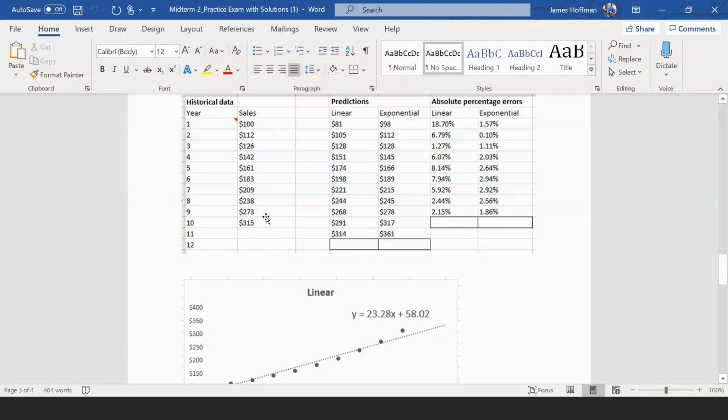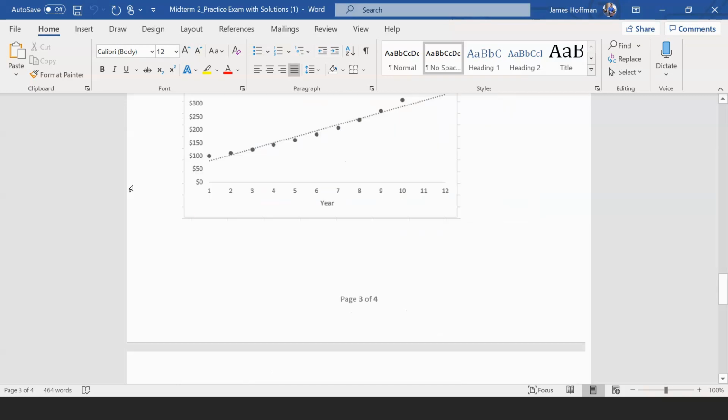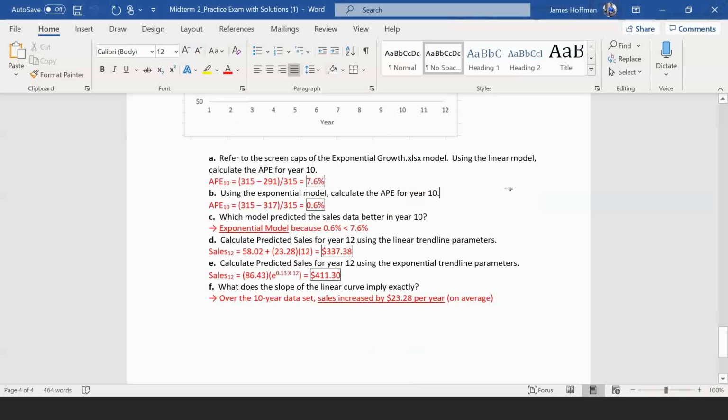Okay, so the actual sales data for year 10 is the same, 315. The exponential prediction for year 10 was 317. So you're going to calculate 315 minus 317 over 315: actual minus prediction over actual. So the APE for year 10 exponential is 315 minus 317 over 315.